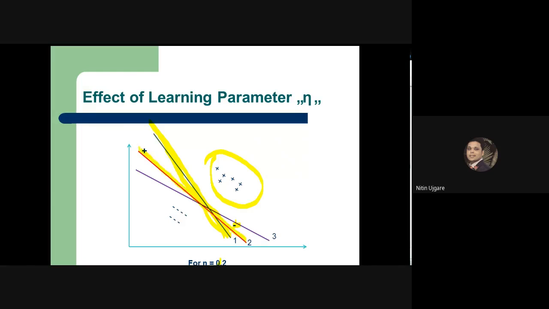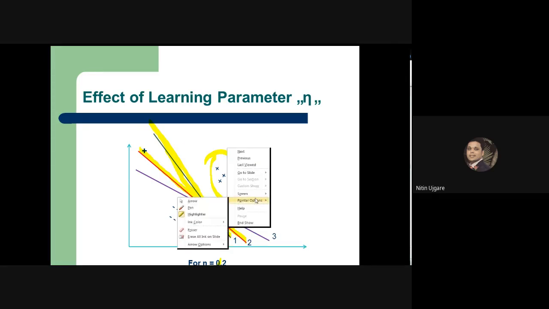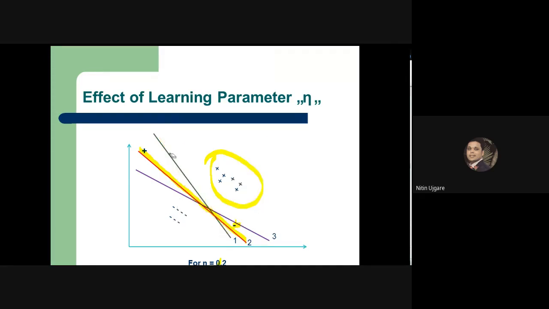Now we can, sorry, I just take this highlighter back. Let me take an eraser, and better I will take the pen to explain this.